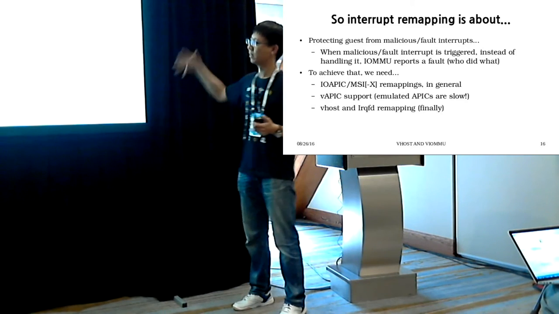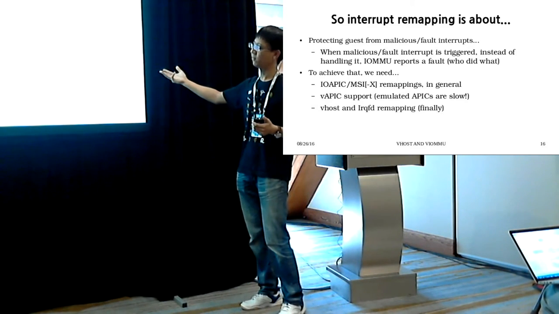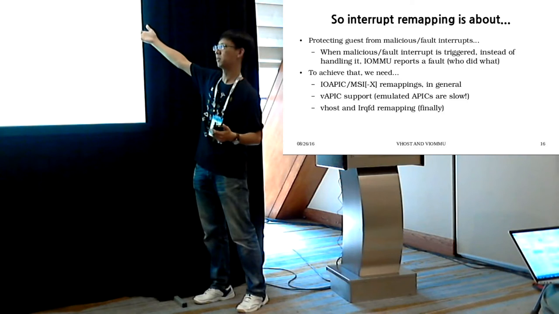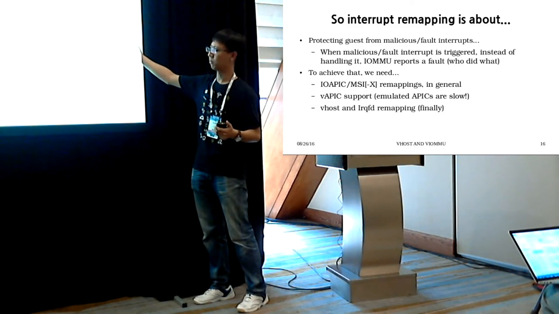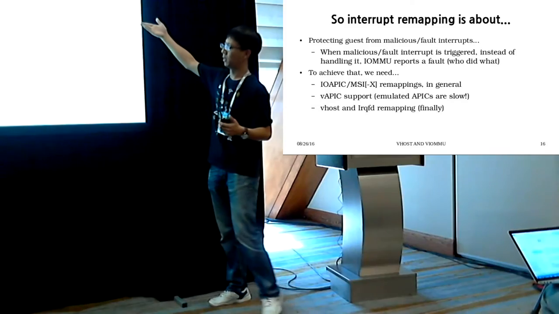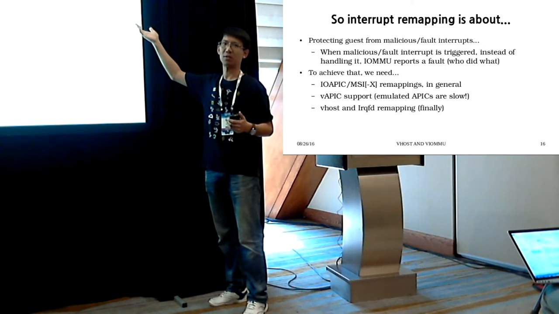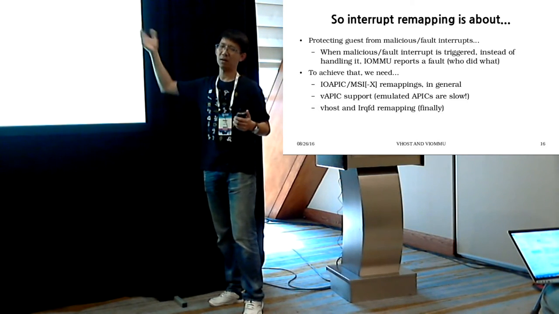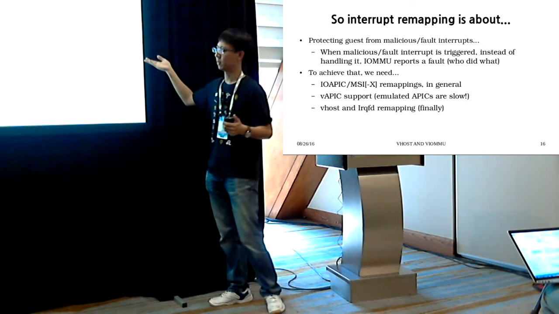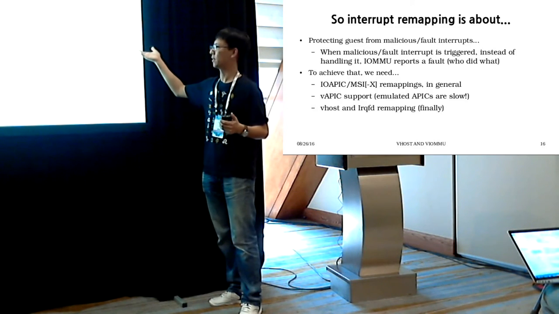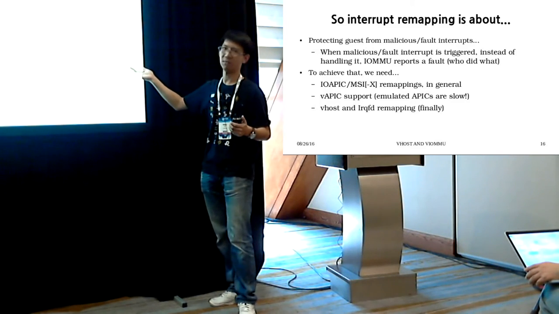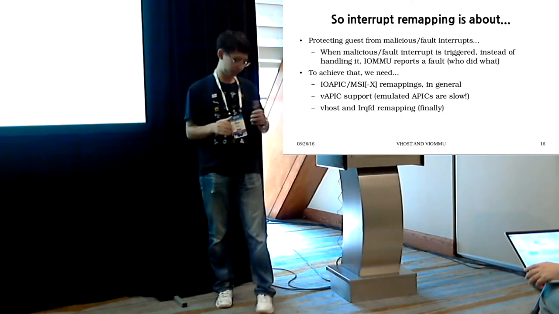To achieve this, finally, we want to support vHost. First, we need basic remapping support in general for the two kinds of interrupts already existing. Also the vAPIC support, which makes interrupts faster, because for the first one we are talking about emulated IRQ chips mostly, which we know are very slow, and mostly we are using vAPICs. So we need to support vAPIC as the second step. Last, we need to support vHost, which is the same as supporting IRQFD, and I'll talk about it later.